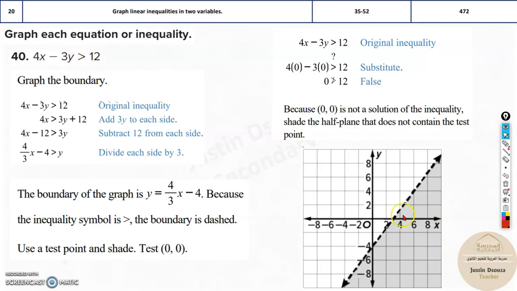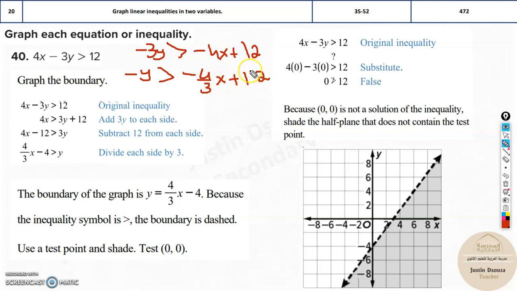And since it's only greater than, but look here, what happens is, I will solve this up. Take this 4 to the other side, it becomes minus 3y greater than minus 4x plus 12. Then you need to divide both the sides by 3. You will have minus y greater than negative 4 by 3x plus 12. Sorry, 12 divided by 3 will be 4.